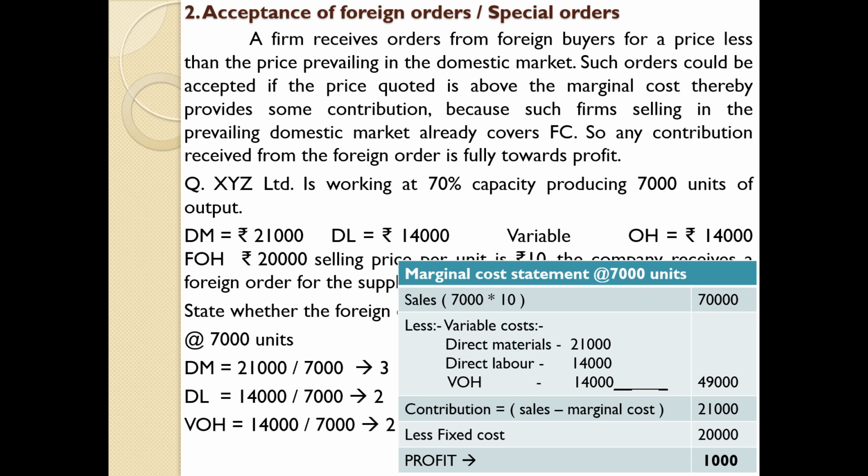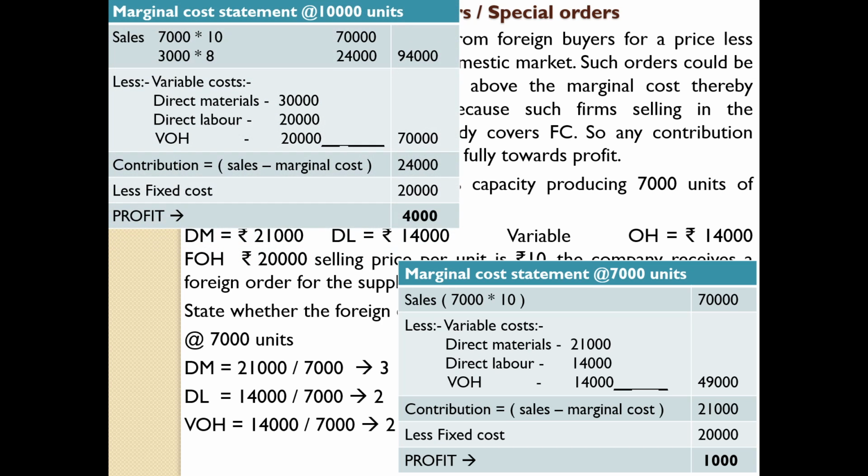So let us prepare another marginal cost statement based on the new activity. Sale is 7,000 at rupees 10, because 7,000 units were sold for rupees 10 in the domestic market. We received an order from the foreign company, so let it be 3,000 into 8, because they said that they want to give some orders for 3,000 units if the price is quoted at 8. So total sales from the entire activity of the concern is 94,000.